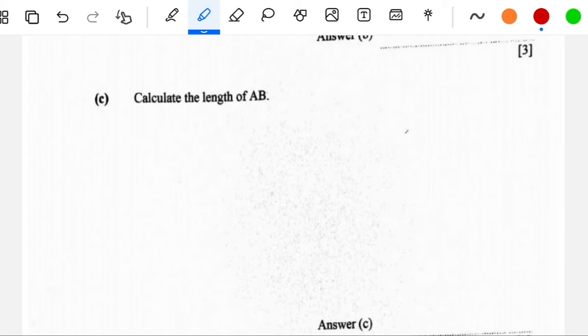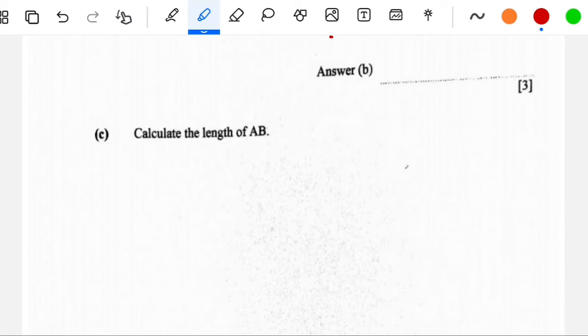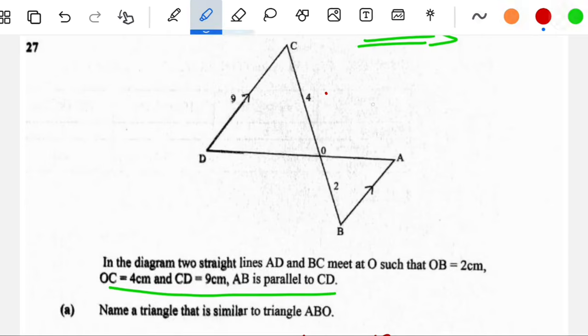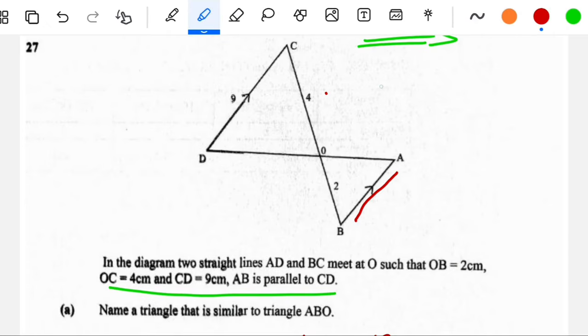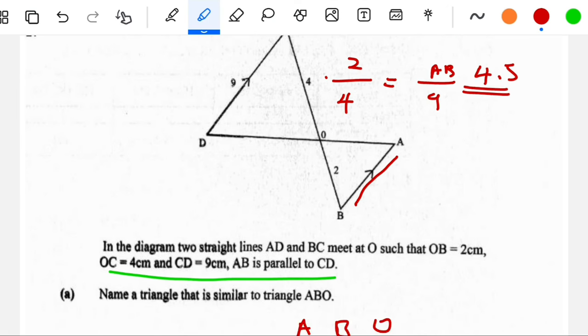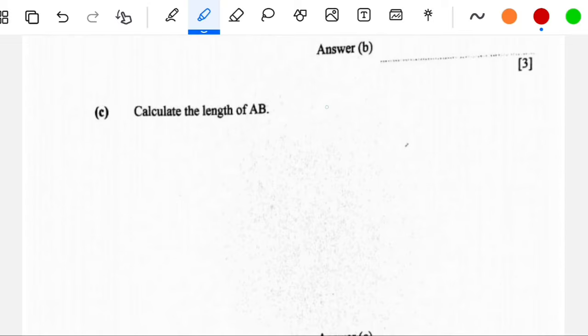Then C, calculate the length of AB. Which one is AB? AB is this one. So we can simply calculate that one by saying AB over 9 equals 2 over 4. Okay, so which means our AB here is half of 9. What is half of 9 there? Half of 9 is 4.5, right? So which means here we've got 4.5.